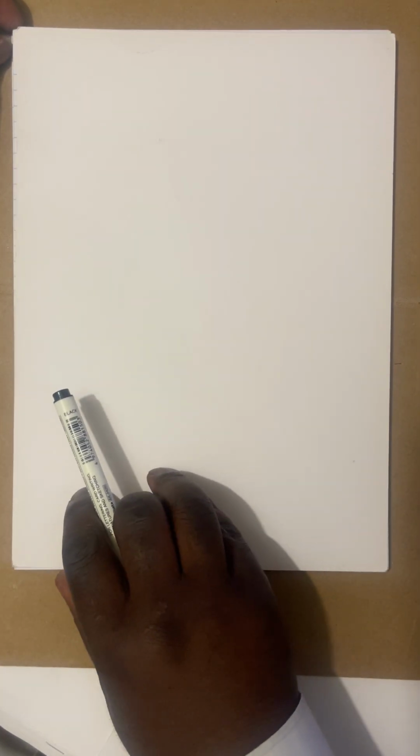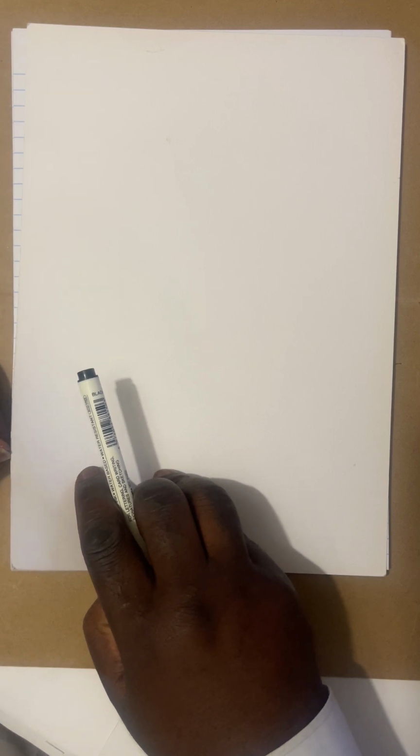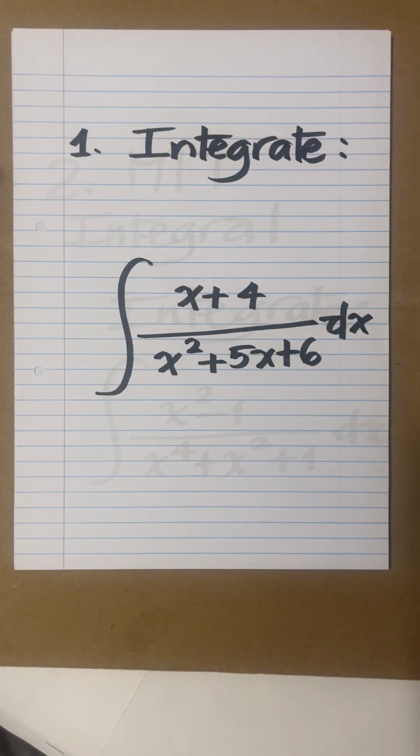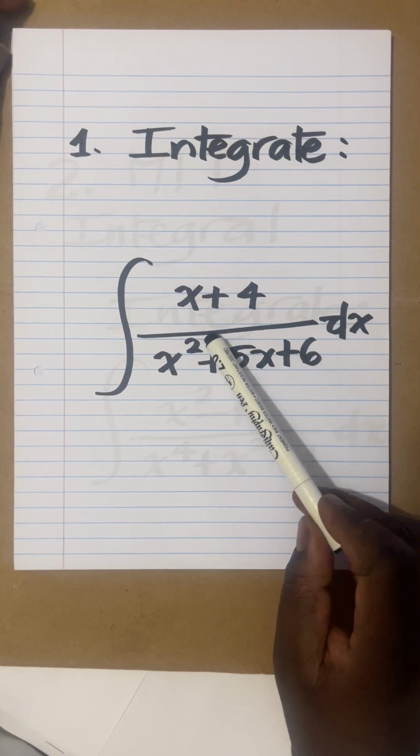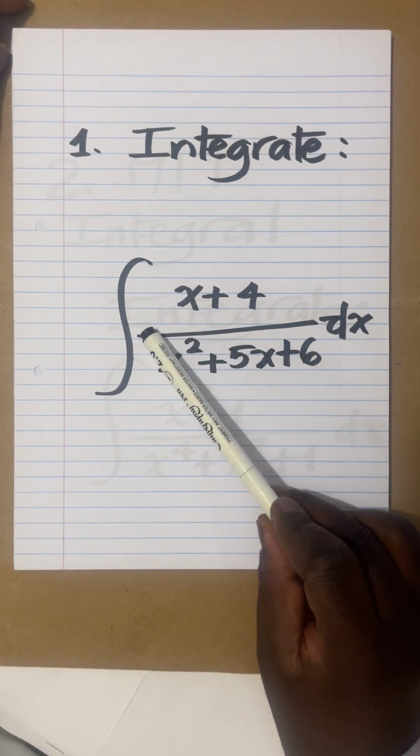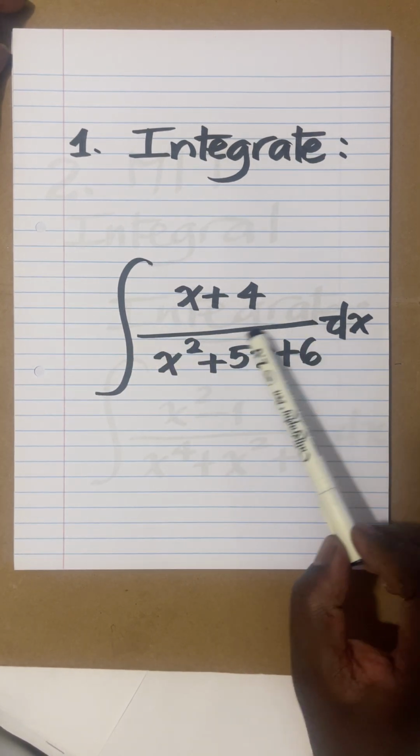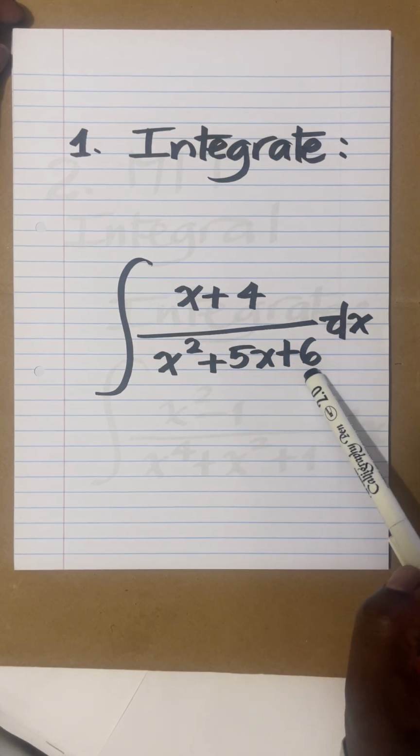So our first question is this one. We're supposed to integrate the integral of x plus 4 all over x squared plus 5x plus 6.